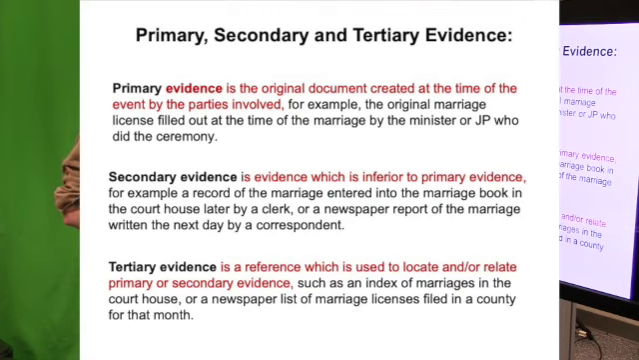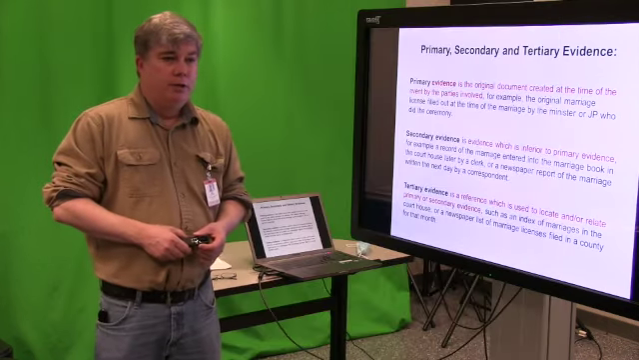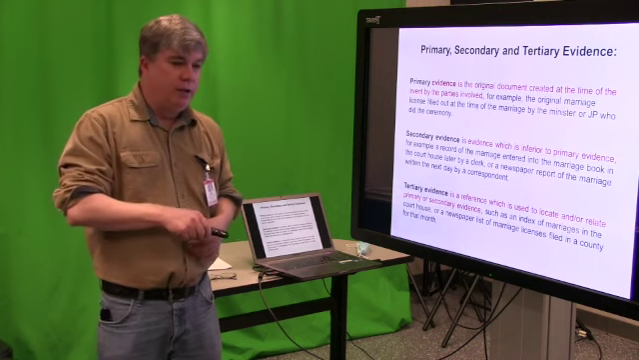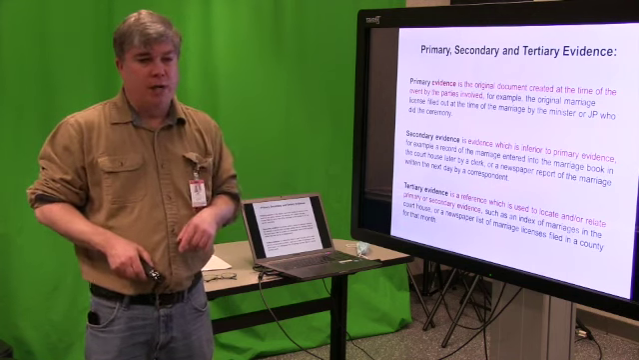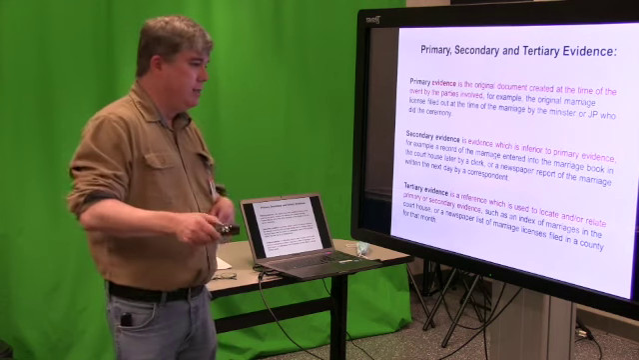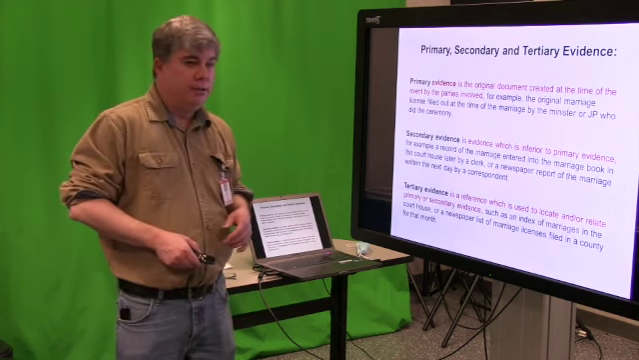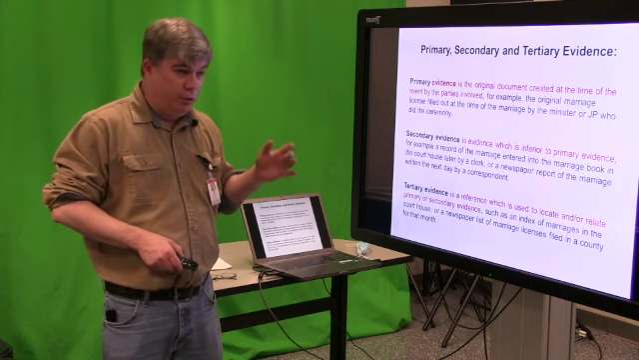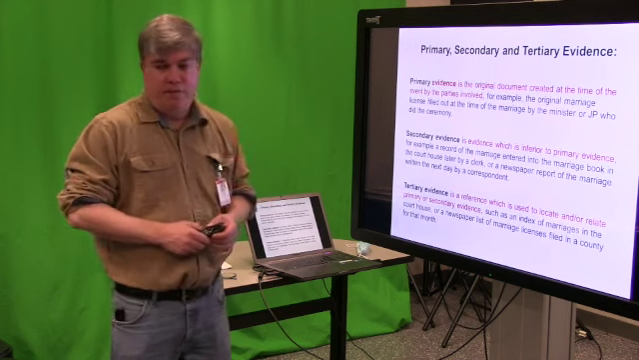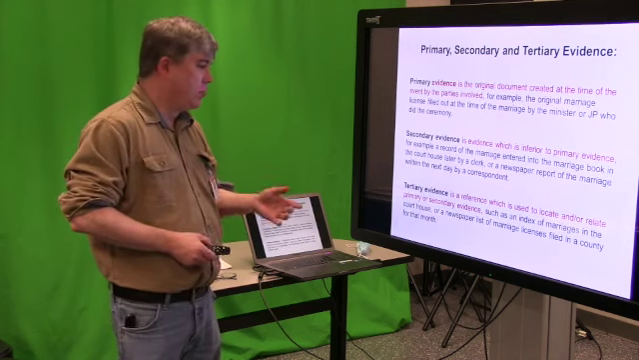Secondary evidence is good evidence, but it's not as good as the primary evidence. For example, a record of the marriage entered into the marriage book later on at the courthouse by a clerk, because that's what they would do. The couple would be issued their marriage license. The ministers and JPs are supposed to return their records after they solemnize the marriages, and then the clerks record all the marriages solemnized in the books. But if you can get that marriage certificate that your great-grandparents got at the time they filed for their marriage license, that's even better than what shows up in the marriage records at the courthouse.